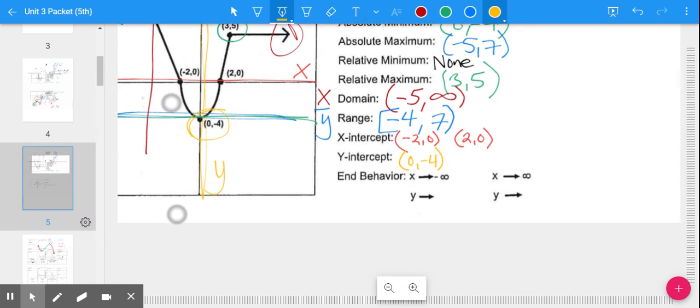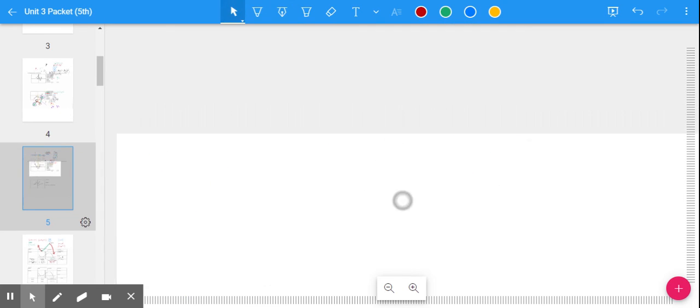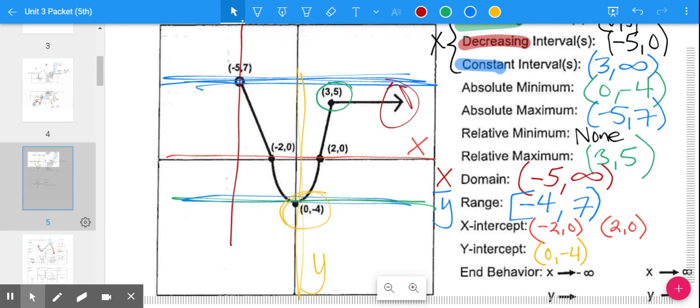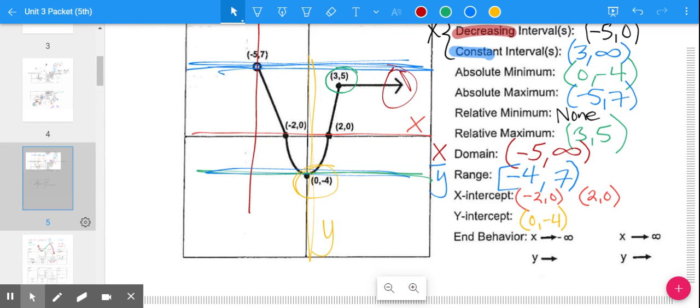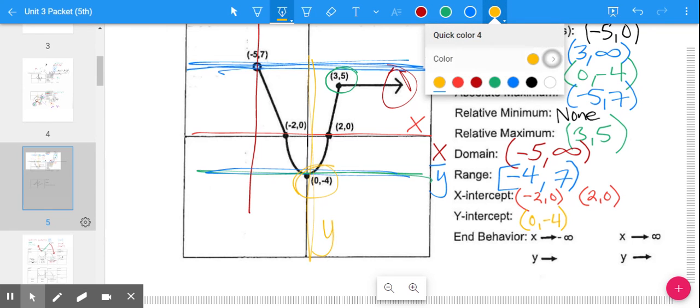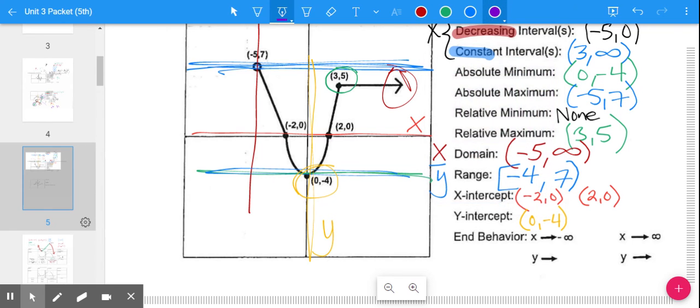All right, end behavior. So if we look at our graph, it says as x approaches -infinity, our x values do not go to -infinity. So there's no end behavior on that side. On the right side, our x values do go to positive infinity, but they don't approach negative or positive infinity. As x approaches positive infinity, your y value is 5. So that is not end behavior.